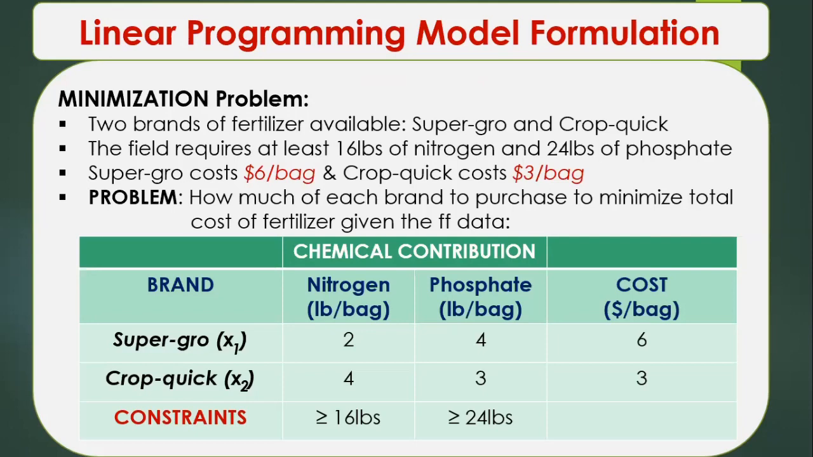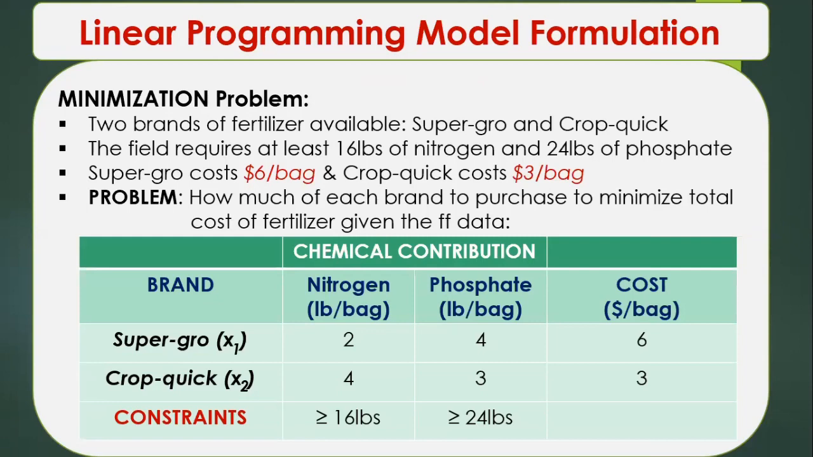Okay, the earlier problem was an example of maximization, meaning we were trying to maximize our profit. Now this particular problem is an example of a minimization problem wherein we are trying to minimize the cost, and so for that matter, we ask ourselves how much of each brand to purchase to minimize total cost of fertilizer given the following data.